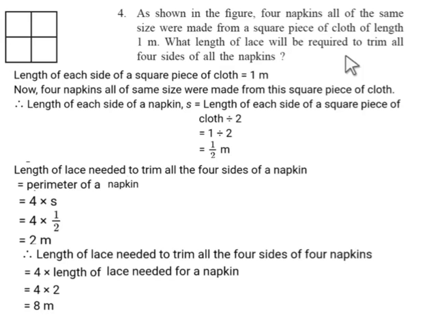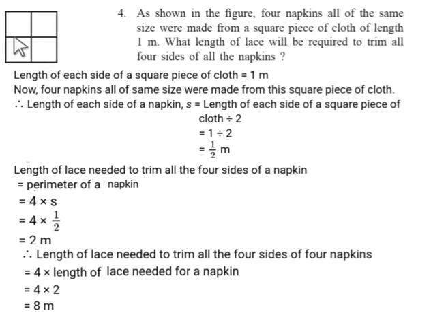Now fourth example. As shown in the figure, 4 napkins, all of the same size, were made from a square piece of cloth of length 1 meter. What length of lace will be required to trim all the 4 sides of the napkin? See children, here this figure is a square and it is the cloth of length 1 meter. Here the length of one side is 1 meter.